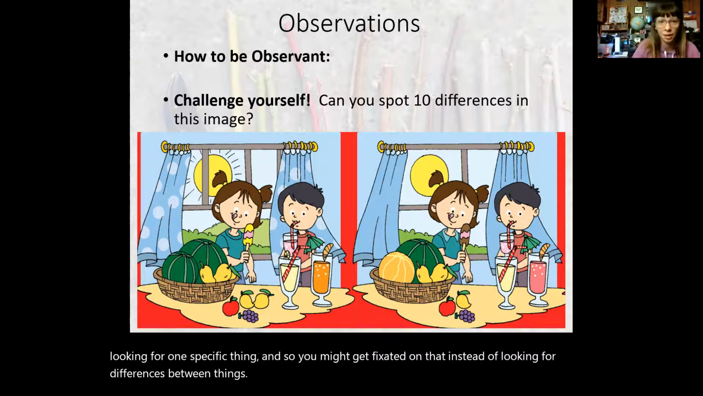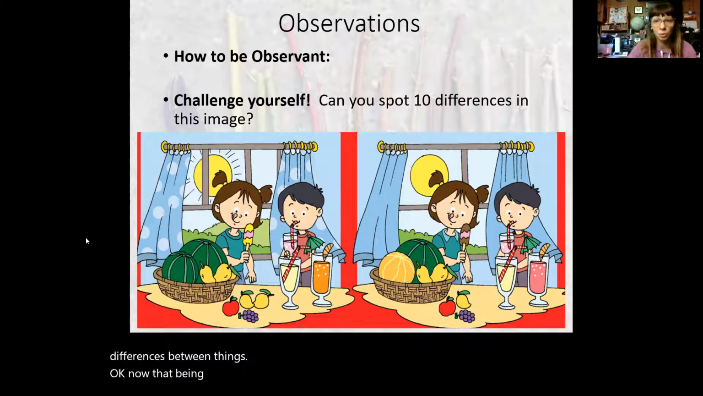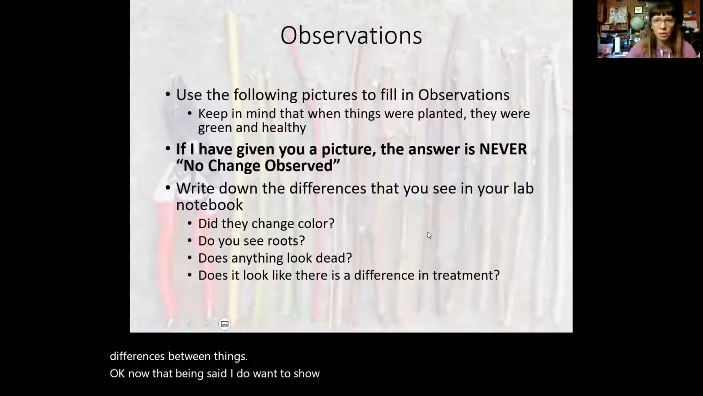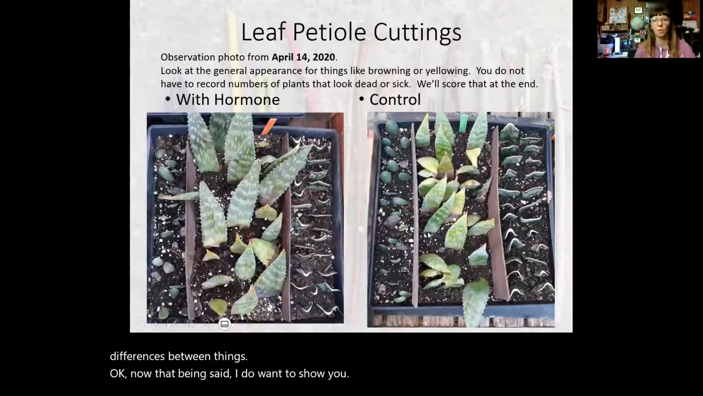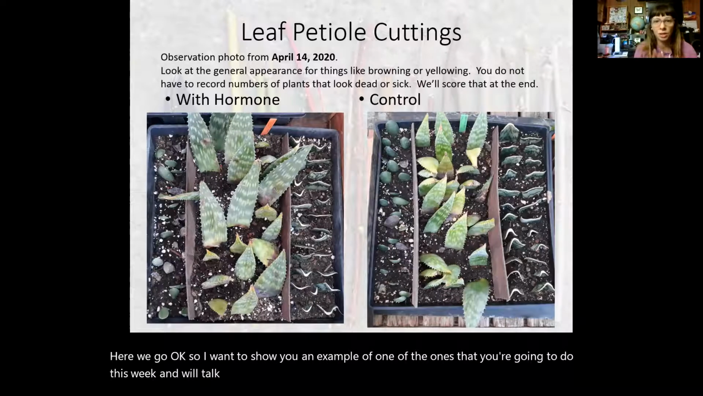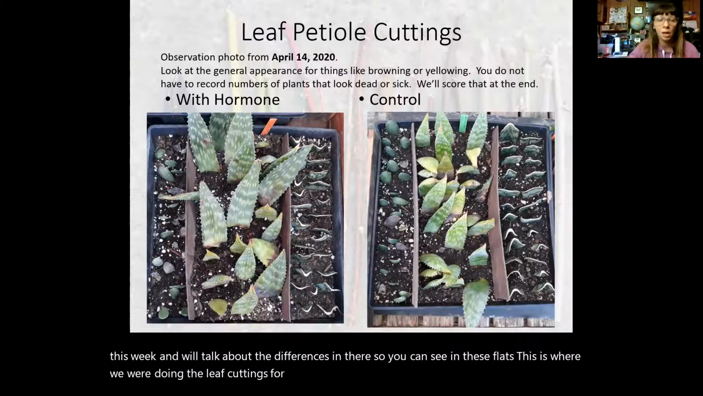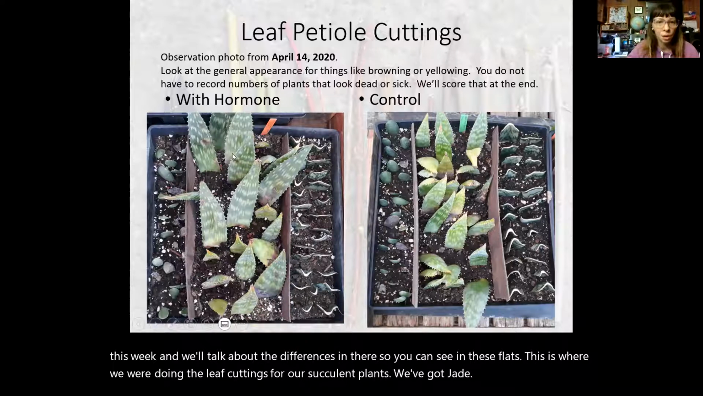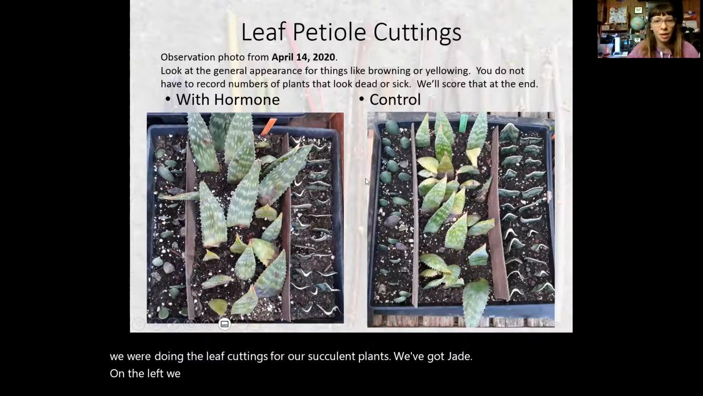Okay, now that being said, I do want to show you, here we go. I want to show you an example of one of the ones that you're going to do this week, and we'll talk about the differences in there. So you can see in these flats, this is where we were doing the leaf cuttings for our succulent plants. We've got jade on the left, we have aloe in the middle, and snake plant on the right.